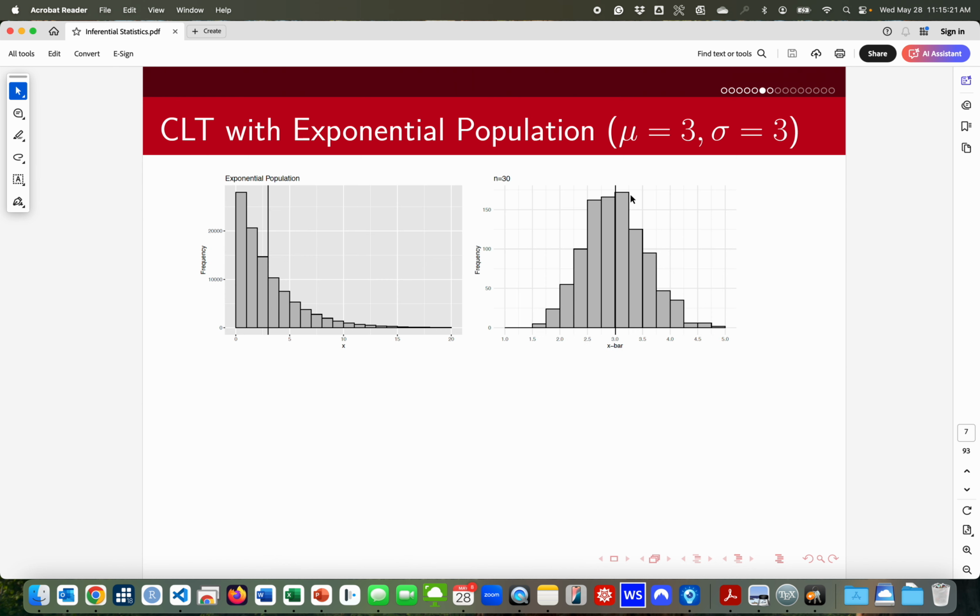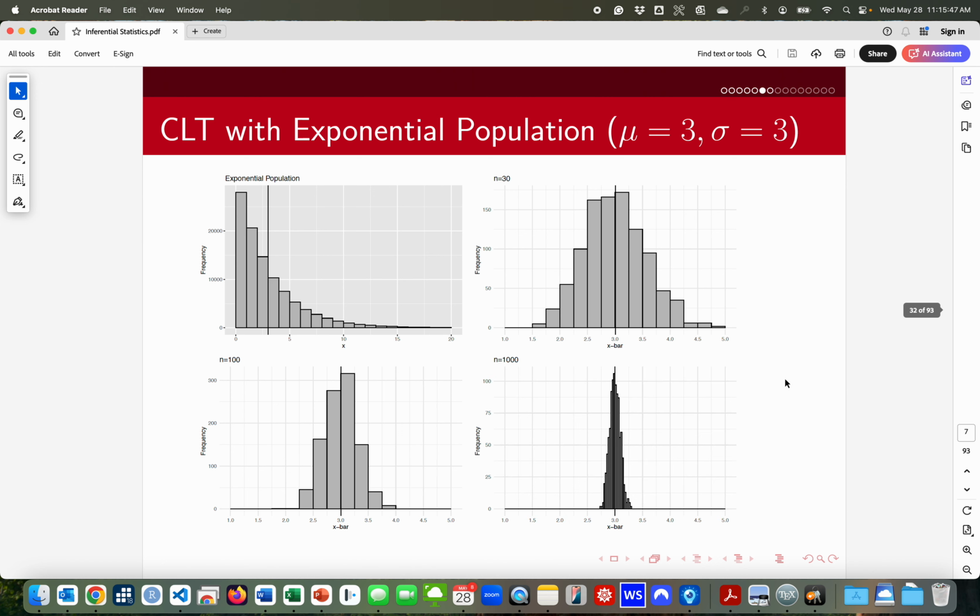So this is what happens when we take a sample of size 30. If we take a sample of size 100, notice it's still centered around 3, but the distribution is now narrower than it is when we took a sample of size 30. So when our sample size increased, the variance decreased. We're observing x bars that are closer on average to the true value. And if we take samples of size 1,000, they're even closer than that.